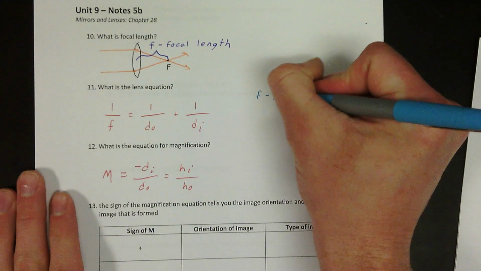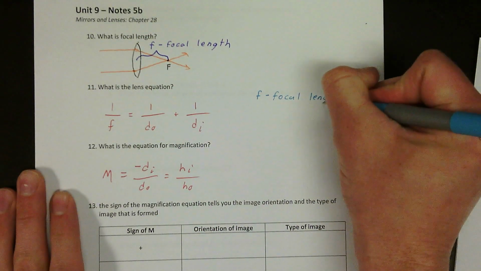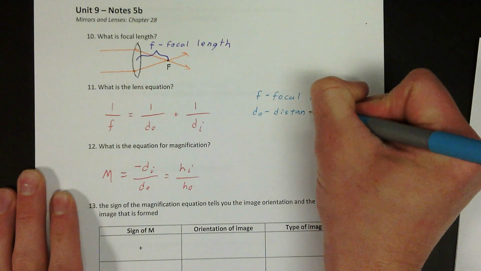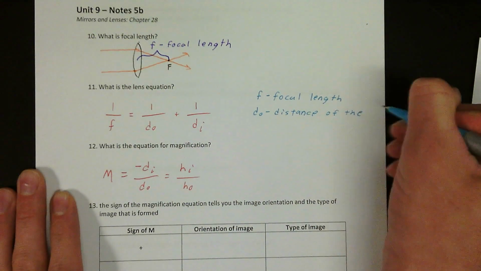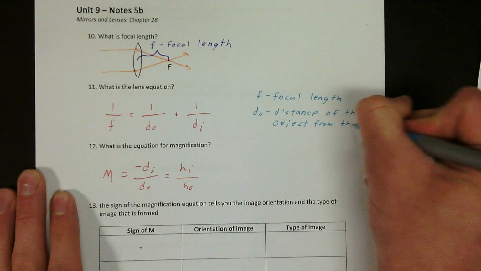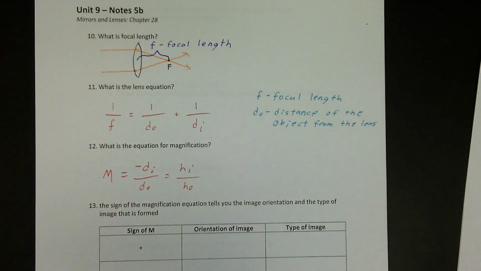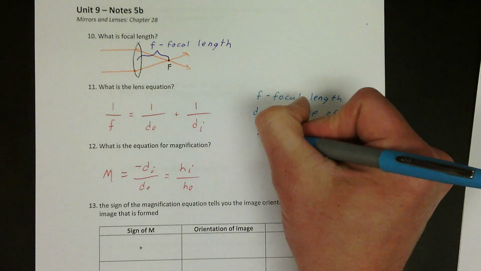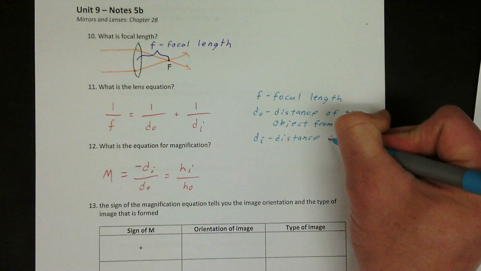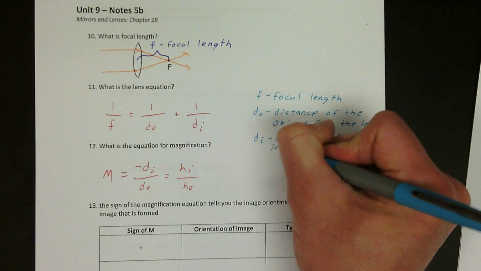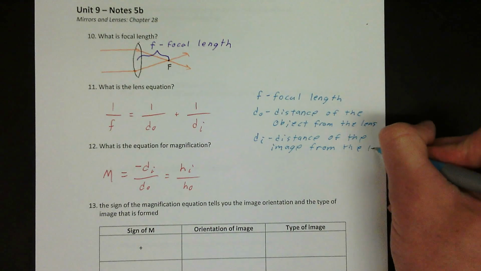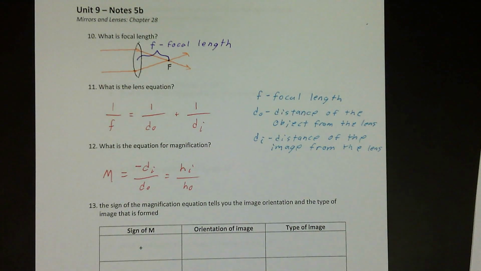So f, we already talked about, is focal length. Do is distance of the object from the lens. So how far away is the actual thing from the lens? Di is distance of the image from the lens. So when it creates an image, how far away is that image?